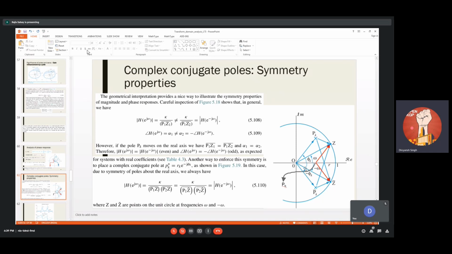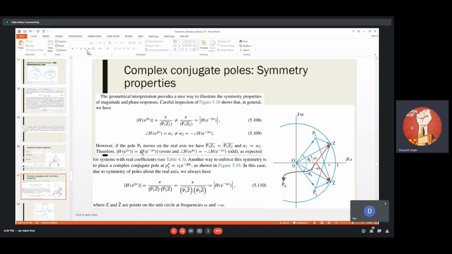The real axis is the bisector. So these two angles will be equal, so alpha 1 is equal to alpha 2. And you can say that P1 Z1 is equal to P2 Z2. This vector length and this vector length are equal. Then if you write this expression, kappa by P1 Z1 is equal to kappa by P1 Z2. So therefore, mod of H of e^(j omega) is equal to mod of H of e^(-j omega).